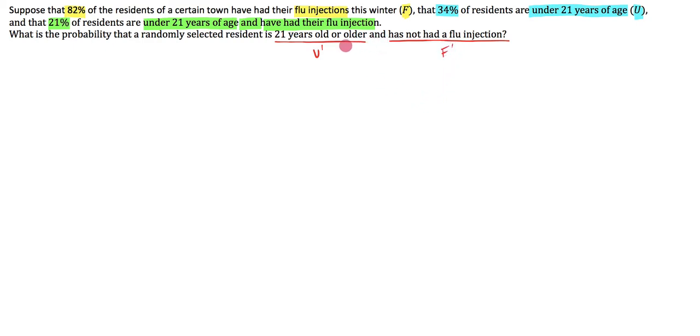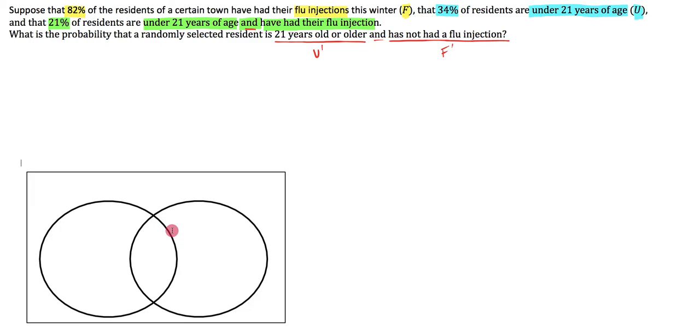Now, I want to draw everyone's attention to the word and. That tells us that what we're dealing with here is the combination of events. And we know that the best way to approach questions like this is by using a Venn diagram. So if they're asking us to find the probability of a randomly selected resident who is 21 years old or older and has not had the flu injection, we're really looking just for the intersection space between U dash and F dash. Perfect.